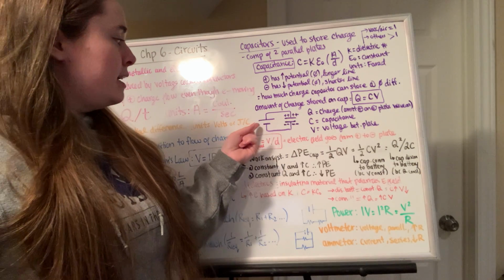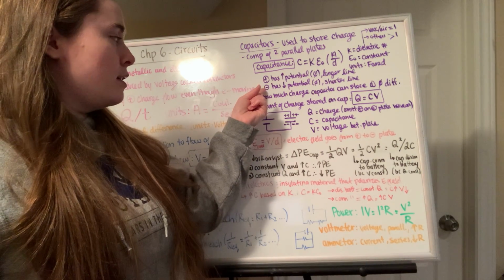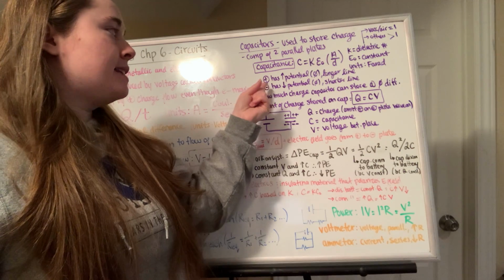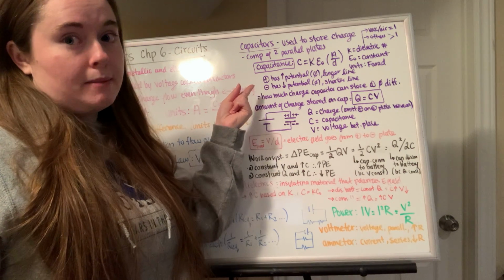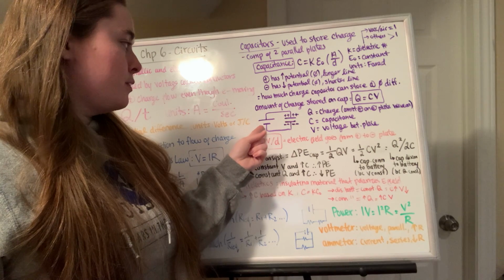Now, on this side, our negative terminal has a lower potential, and that's represented by the shorter line, okay? So that's that shorter line there.